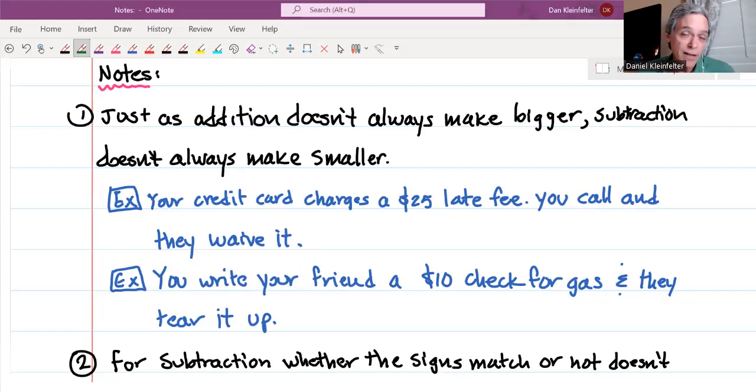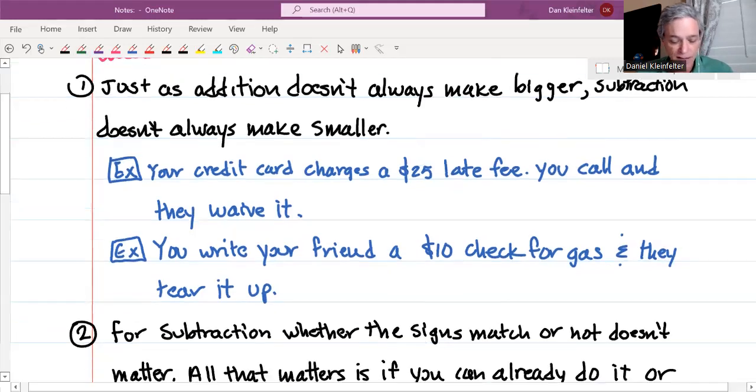Suppose then that you call the credit card company and say, okay, well, I'm on time most all the time, so will you please waive the charge? So if they waive the charge of $25, that's a benefit to you, right? So subtracting that negative 25 is like adding $25 for you. Okay, suppose that you write your friend a $10 check for gas, and they say, no, you're my friend, don't worry about it. And so they tear up the check. If they tear up the $10 check that you wrote, that is again a benefit to you. Subtracting a negative is adding a positive.